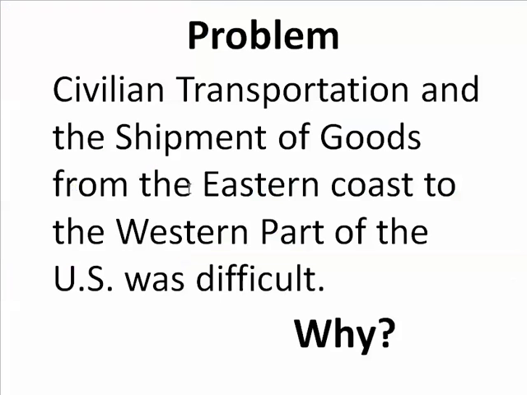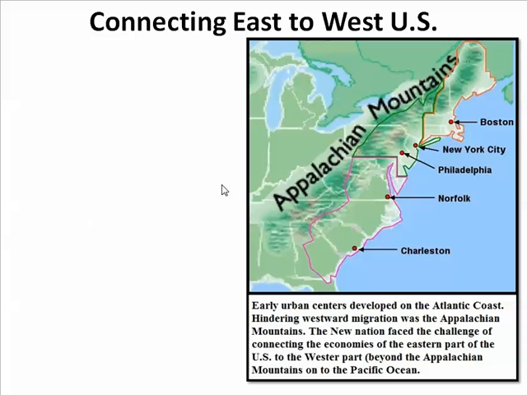The biggest problem was civilian transportation and the shipment of goods and people from the eastern coast of the United States to the western part, over in the Northwest Territory. That was very difficult, very expensive, very time consuming. So connecting this eastern seaboard, this Atlantic coast on the eastern side of the Appalachian Mountains, with the other side was a big ordeal.